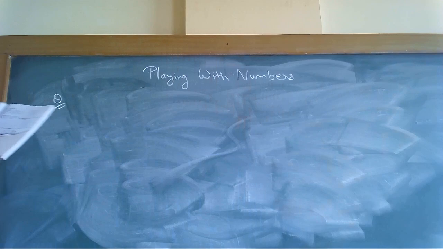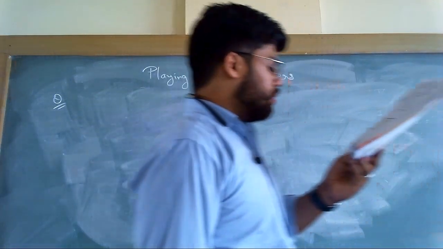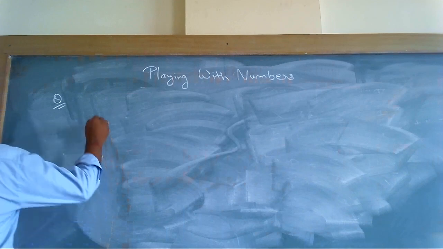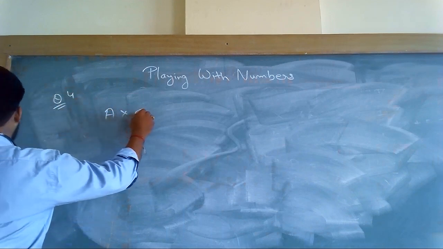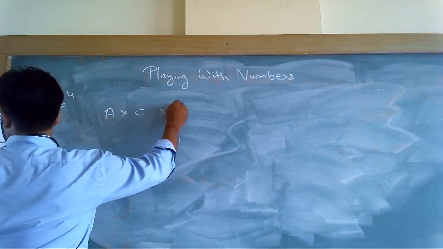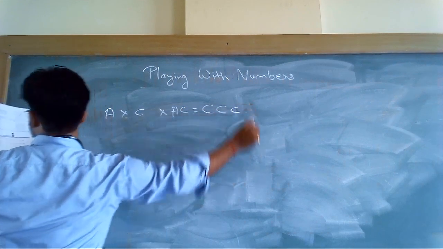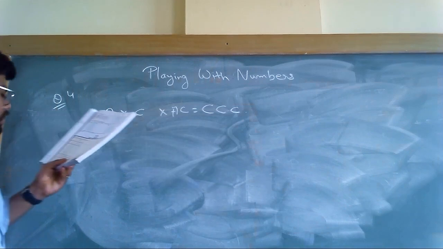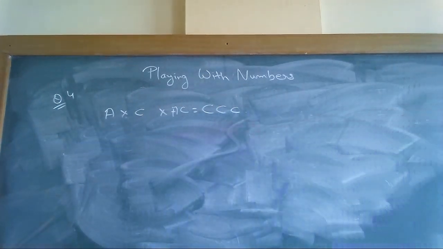Choose a number from 1 to 9 such that A into C into AC is equal to C into C into C. That number we will get. Here the letters A and C stand for different digits. What digits can we predict?